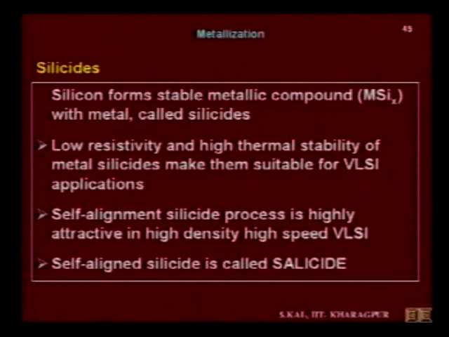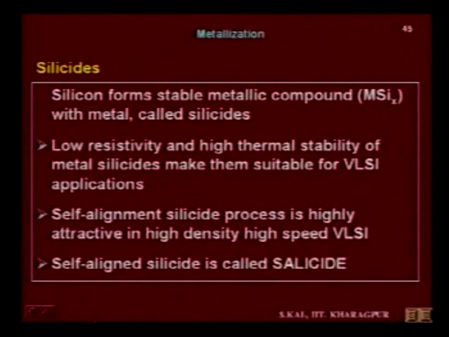Silicides are metallic compounds which form by solid phase reaction between silicon and metal films, and they are highly stable up to higher temperature, and that temperature extends up to 1000 degree centigrade, which is not at all possible in the case of metallization with aluminium or any other metal film. Low resistivity is another important criterion of silicides, and low resistivity and high thermal stability make silicides a suitable alternative for VLSI metallization.